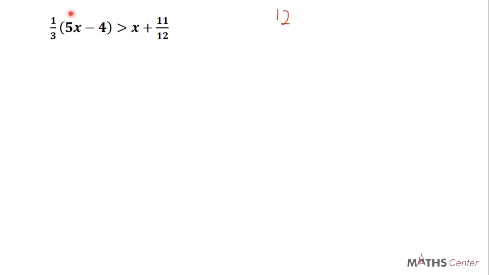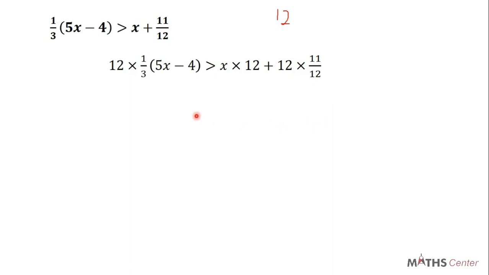What this means is that we are going to multiply this whole thing here by 12. We multiply x by 12 and we multiply 11 over 12 by 12. So this is what is going to happen. We are going to have 12 times this thing here, which is 1 over 3 into bracket 5x minus 4. So 12 times this term. Then we move on to the next term, which is x, so 12 times x, or x times 12. You move on to the next term, which is 11 over 12. You multiply that one by 12. So 12 times 11 over 12.